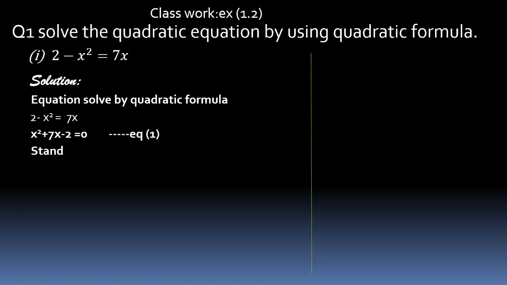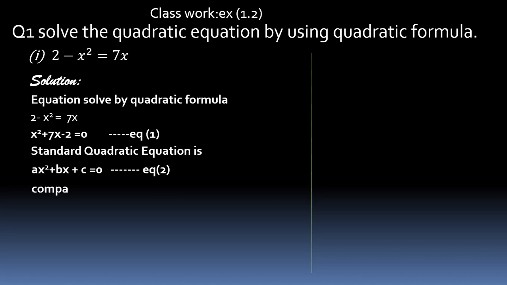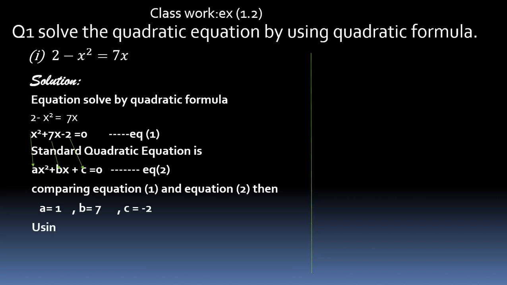x squared plus 7x minus 2. Shifting x squared to the right hand side, x squared plus 7x, and shifting 2 from the left hand side, minus 2 is equal to 0. This is equation number 1. The standard quadratic equation ax squared plus bx plus c is equal to 0 is equation number 2. Comparing equations 1 and 2, we get a is equal to 1, b is equal to 7 and c is equal to minus 2. Using the quadratic formula, we put the values into minus b plus minus under root b squared minus 4ac upon 2a.